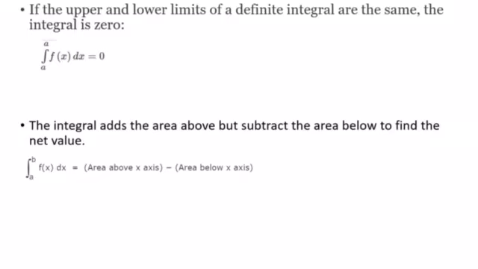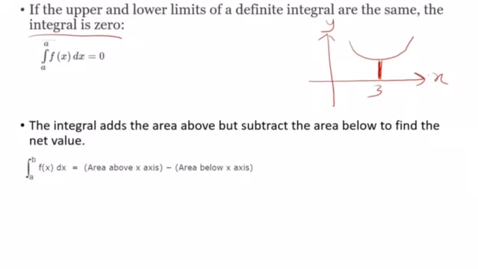If the upper and lower limits of a definite integral are the same, the integral is 0. If the upper limit is equal to 3 and the lower limit is equal to 3, because they are the same, we know that it is a straight line. If it's a straight line, there is no area, so that's why the integral is 0.